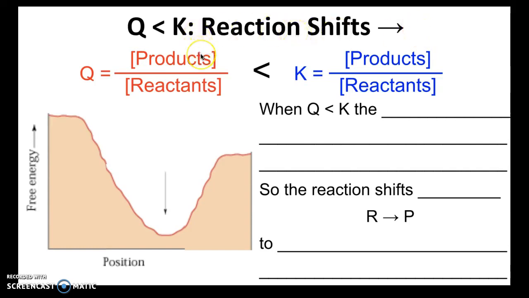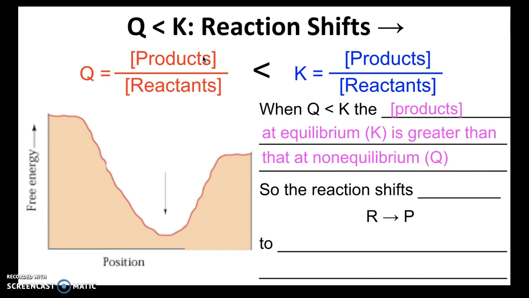As you can see, in both Q and K, the concentration of products are in the numerator. So that means that if K is greater than Q, at equilibrium, at K, you're going to have more products than you do currently. Well, if you have more products at equilibrium, that means you want to make more products to get to equilibrium. And the only way we can make more products is for the reaction to shift to the right.